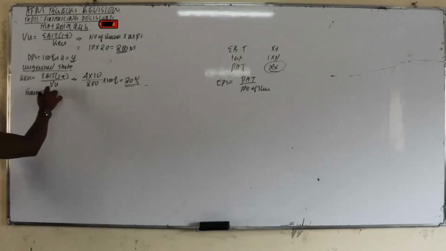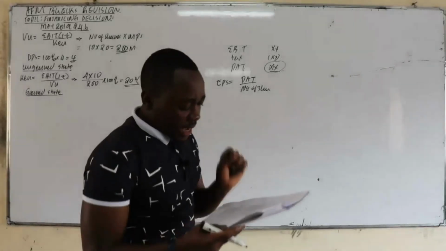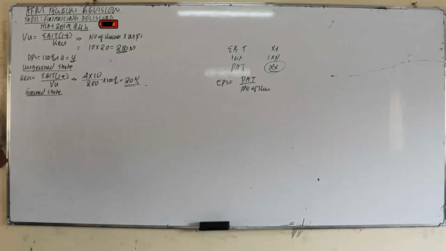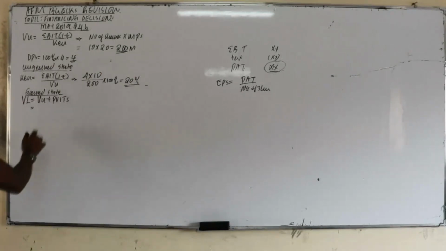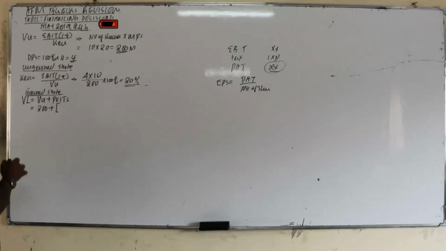Geared state. We have to compute the cost of equity before and after the issue of long-term debt. Now, we are using MM. According to MM, the value of the levered firm is equal to the value of the ungeared firm plus the present value of the interest tax shield. How much is the value of the ungeared firm? It's 200. How do you get the present value of the interest tax shield?